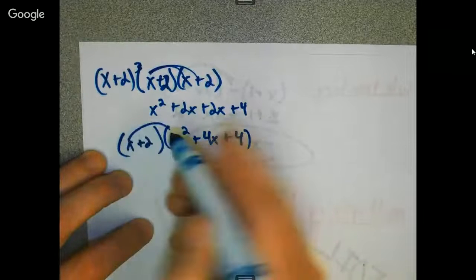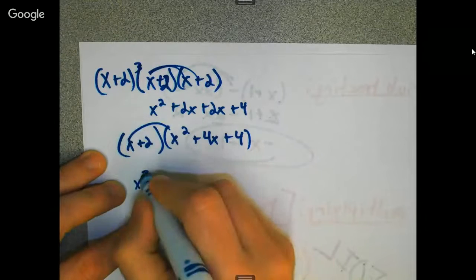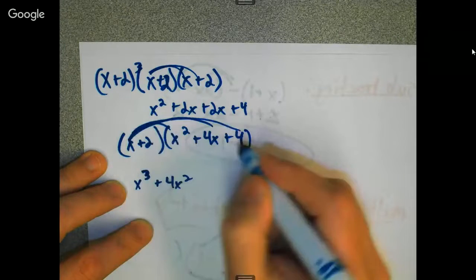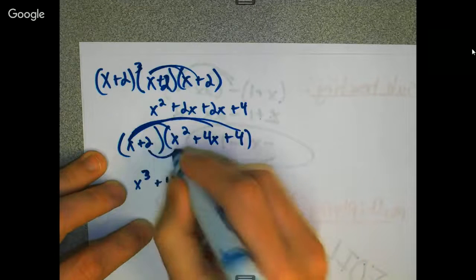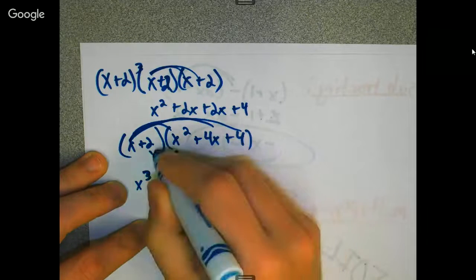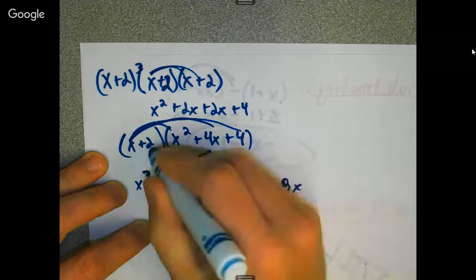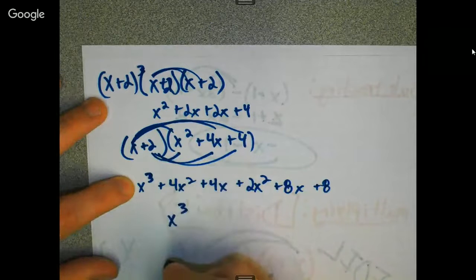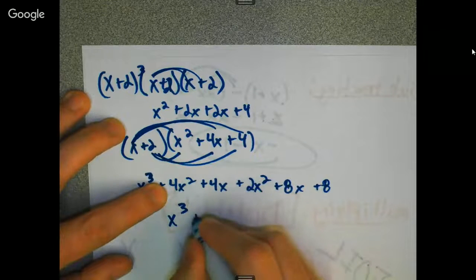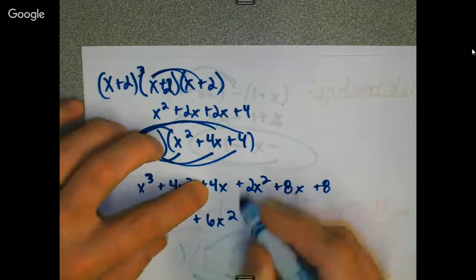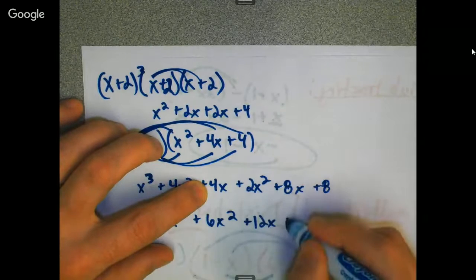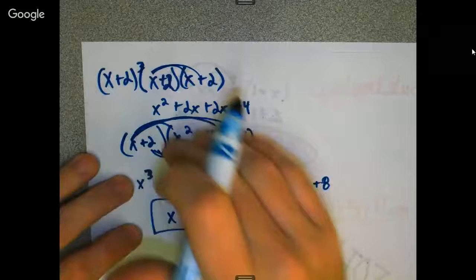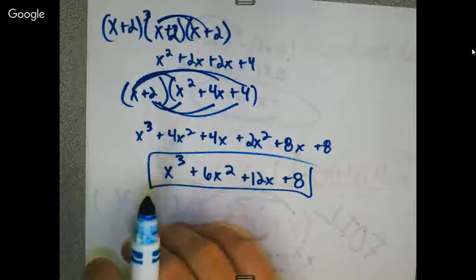So you got x times x squared, x to the third, then plus 4x squared, plus 4x, then go to this one, 2x squared, so that one, plus 8x, plus 8. Now we got to look for like terms. I don't have another x to the third. I have, looks like 6x squared, 12x plus 8. Okay, and you're done. Okay, you need to know how to expand out knowing the formula.